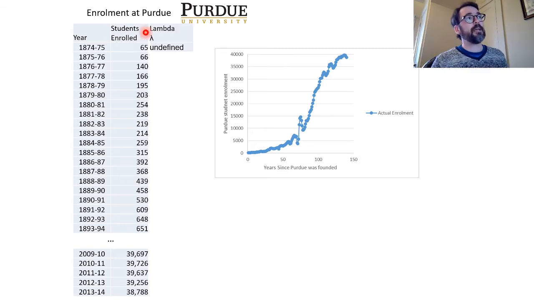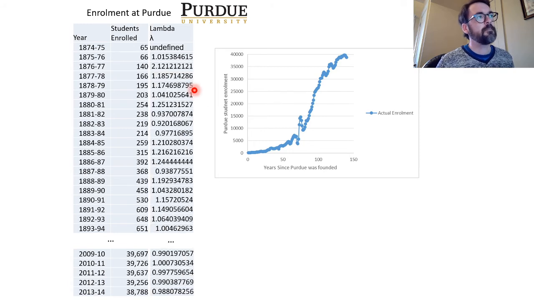So what we can do is estimate lambda for Purdue. It's undefined for the first year because there wasn't a Purdue before 1874. That's fine. How do we get it for this next cell here? Well, that's easy. It's 66 divided by 65, which gives us a number that's pretty close to 1. By the next year, it was 140 divided by 66, which gives us 2 and change, and so on. If you know about Excel, once you've entered this formula, you can just drag it down. That's really easy. These little ellipses mean there's lots more data. I'm not going to show you the 100 some odd rows.